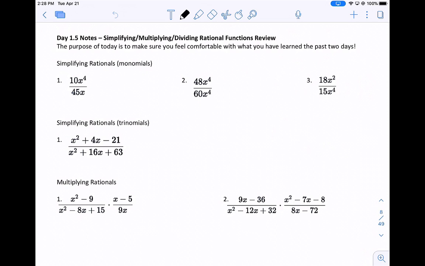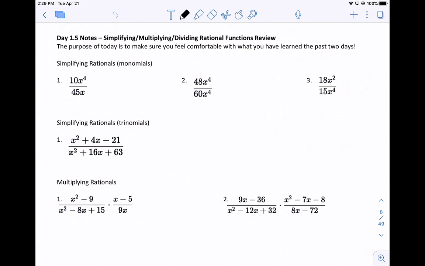Day 1.5, we are going to review simplifying, multiplying, and dividing rational functions. The reason why I added this in is because at the end of the week, you are going to have an assignment check on these three things. So do you know how to simplify, multiply, and divide rational functions? We'll do a few examples of each, and then your assignment will be practice.